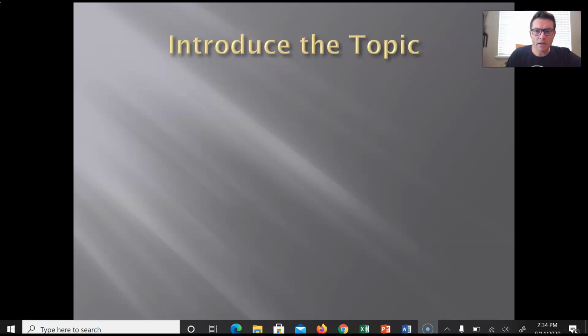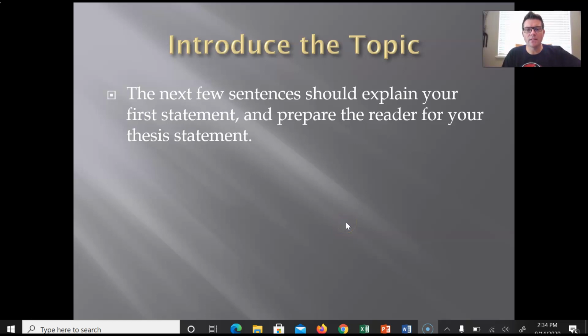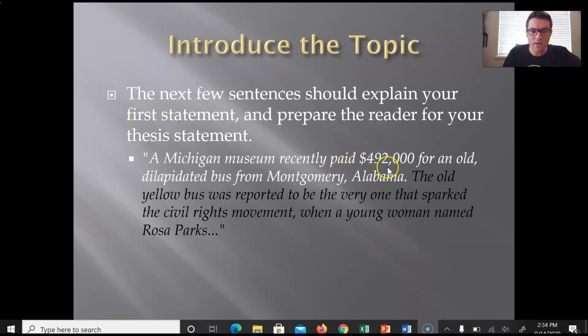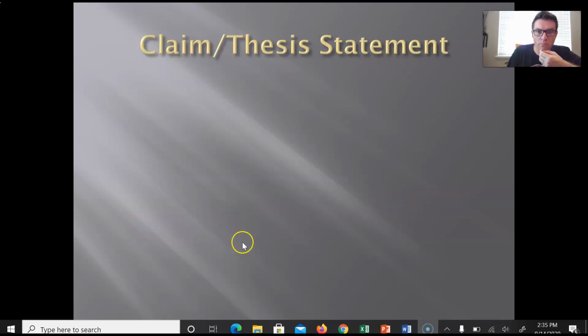Then I'm going to quickly go through this next one. The next thing you want to do is after you've introduced the topic, right? After you begin with a good hook and attention grabber, you want to introduce the topic. You want to prepare the reader for your thesis statement. So here's an example, right? There's that hook. Here's the topic. "The old yellow bus was reported to be the very one that sparked the civil rights movement when a young woman named Rosa Parks," okay? So we've gone from the hook. Now we're introducing the topic, and the topic in this case is Rosa Parks.